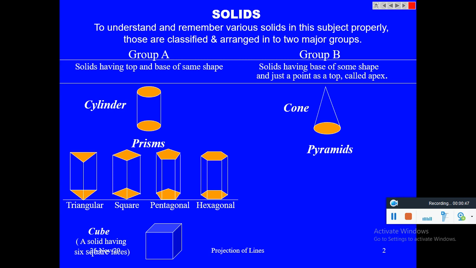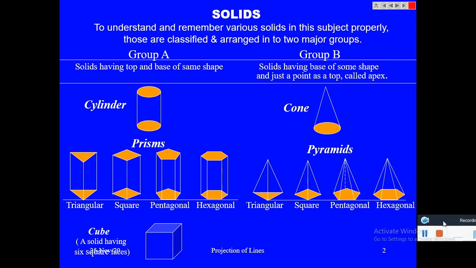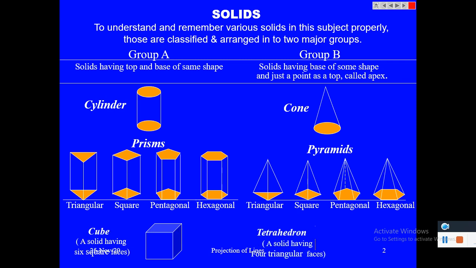is solids having a base of some shape and just a point as top, called apex, like triangular pyramid, square pyramid, pentagonal pyramid, hexagonal pyramid, etc. Another is a cube, and a tetrahedron, which is a solid having four triangular faces.